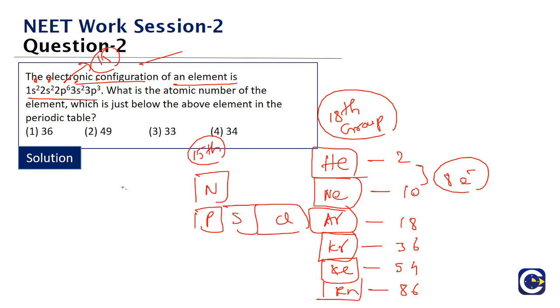Means in that second period, what is the number of elements that will be there? It will be 8. Again, if you see the difference here, what is it? Again, 8. When we move from second period to third period, the third period also will have 8 elements. So the second period will have 8 elements, third period also will have 8 elements.